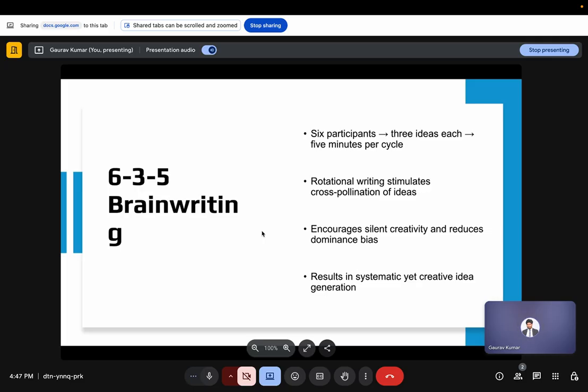So 635 is creativity with a metronome: fast, fair, fertile.